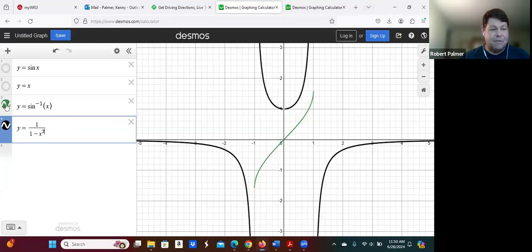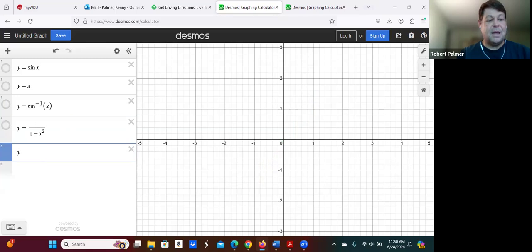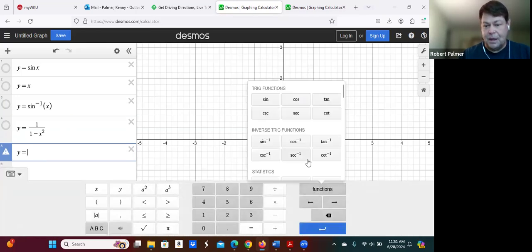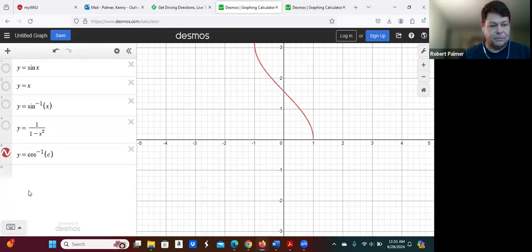Let's actually turn these off. Let's just quickly graph cosine, and we'll see a similar thing. So let's do, this time, repeat what I did before. Let's do the graph of the inverse cosine. We'll go to functions and inverse cosine of x. Oops, it should be an x.